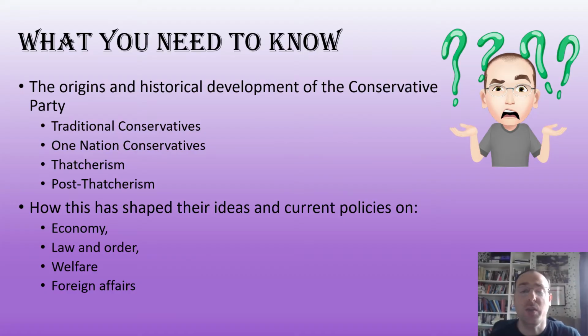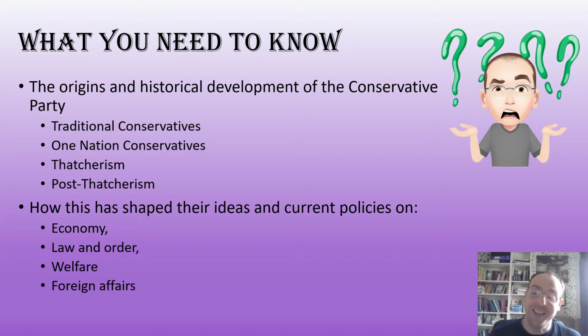So what the specification tells us you need to know. You need to know the origins and the historical development of the Conservative Party, and in that I'm going to look at 4 different elements. I'm going to look at traditional Conservatives, One Nation Conservatives, Thatcherism, and then the post-Thatcherism era, which is a bit more of a struggle to exactly pin down, as we've had many leaders in a short period of time. We're also then going to look at their current ideas and policies.